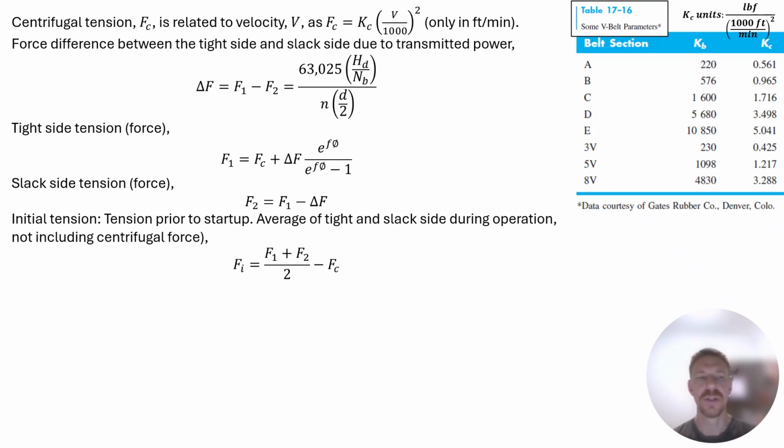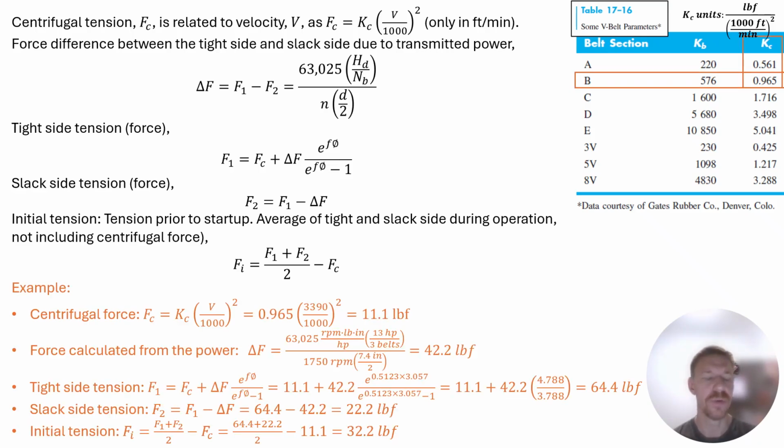And then the initial tension, which is the tension prior to startup, is going to be the average of tight and slack side during operation, but it also needs to exclude or subtract the centrifugal tension. Now, if we find those 5 force values, we will have what we need to do the final calculations for the life or number of passes for this belt.